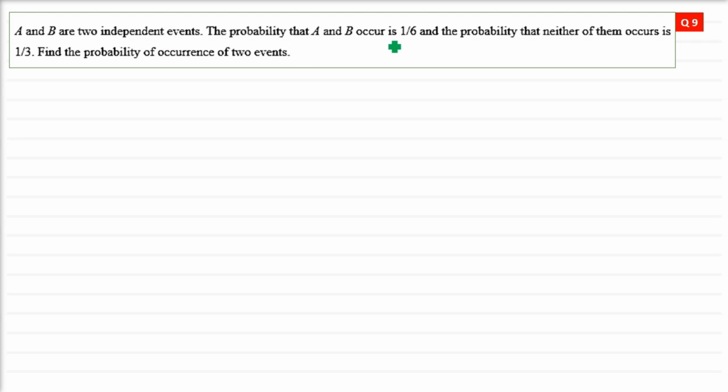We know the equation. The probability that A and B occur is 1 by 6 and the probability that neither of them occurs is 1 by 3. Find the probability of occurrence of the two events. So first thing first, independence is proven by the intersection relation. That is, the probability of A intersection B will be equal to the probability of A times the probability of B. So when you multiply these two, it shows that the events are independent.